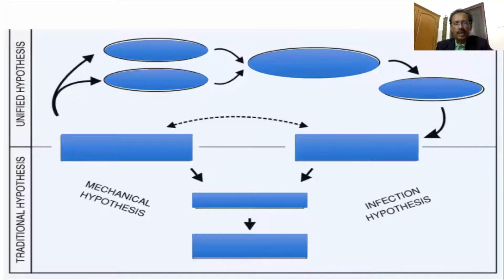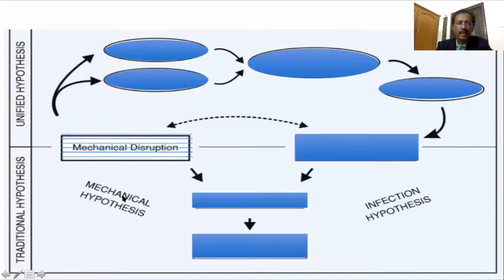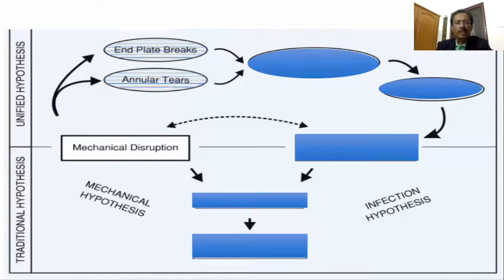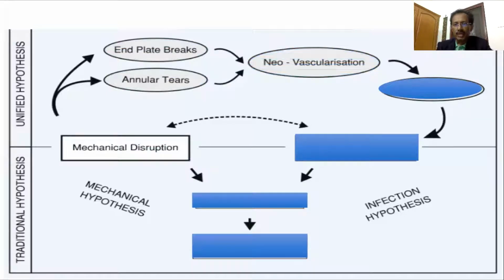So we came up with a unified pathway. Most of us used to think of the traditional hypothesis that degeneration is mechanically induced, but we do think that this is an important factor, and this can actually be the initiator of a cascade of events. Mechanical disruption can lead to either end plate breaks or annular tears, both of which lead to neovascularization of the disc. There is ample proof for this in the literature.